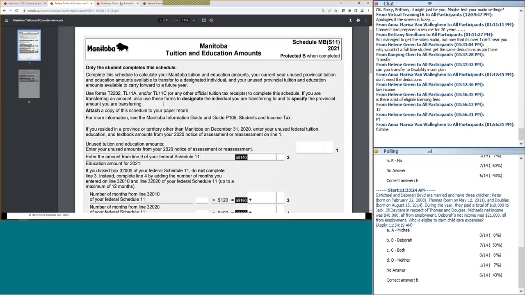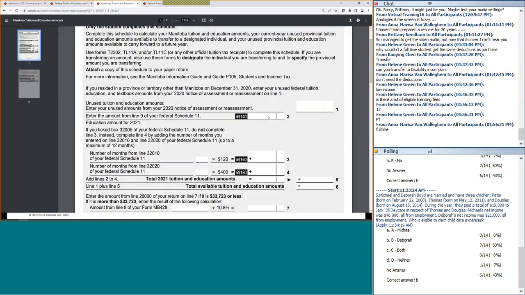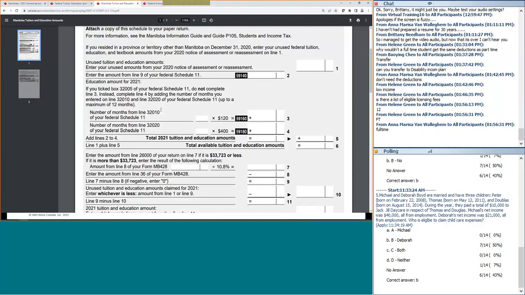That's the federal form. The provincial one in Manitoba looks a little bit different. In Manitoba, we have the same number. You're going to have your unused tuition provincial carry forward, which will be calculated differently. So your provincial carry forward amount. And then we're going to do your total contributions for the year on line 2. That comes from your federal schedule.